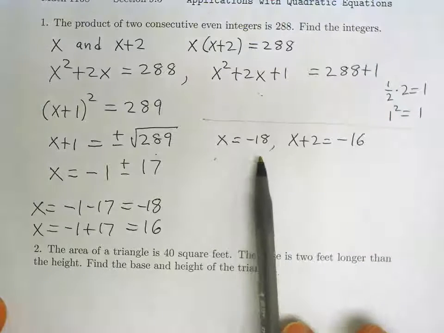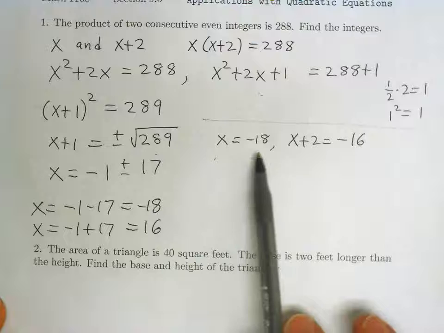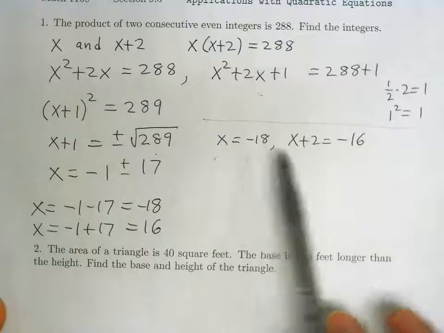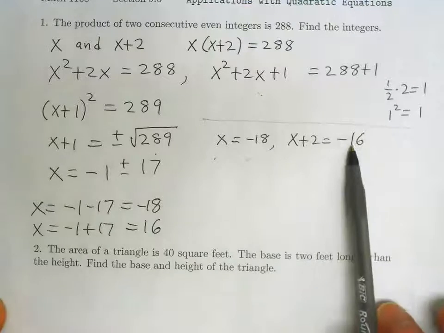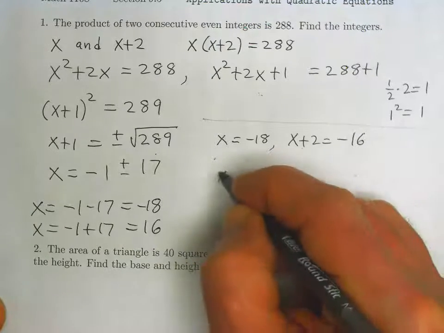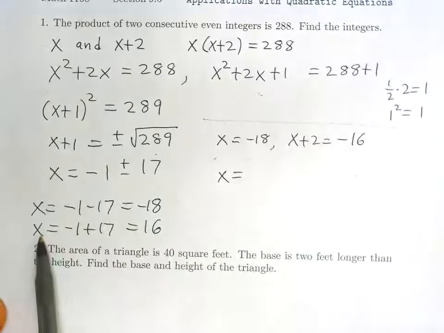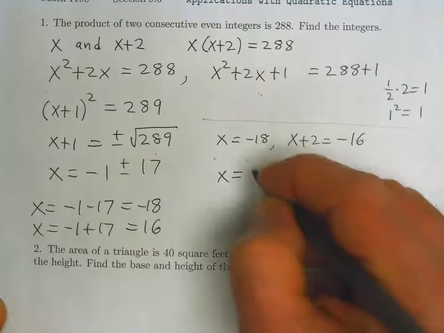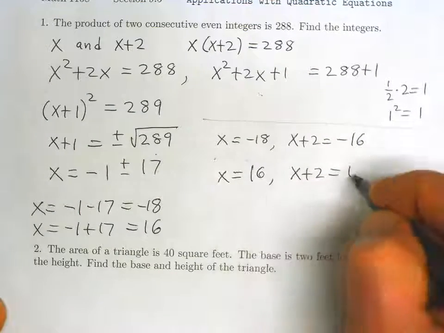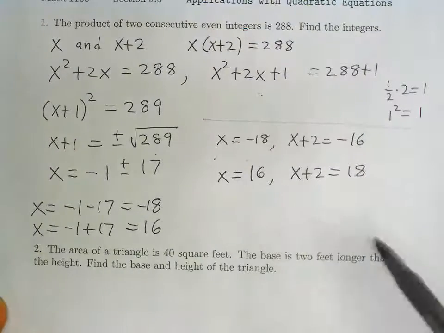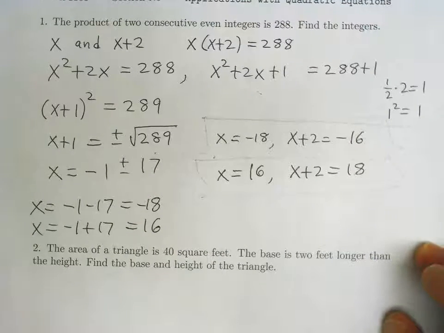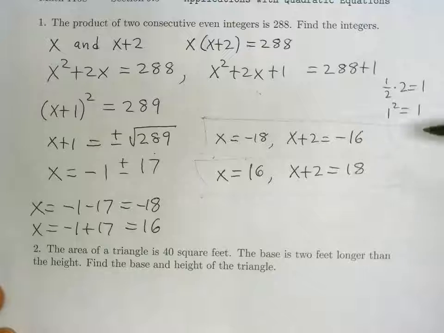So one pair of numbers that satisfy the conditions, negative 18 and negative 16, those are consecutive even integers, and when you multiply negative 18 times negative 16, you get positive 288. But then there's a positive pair of solutions. The positive solution for x is positive 16, and then the other number, x plus 2, is 16 plus 2, or 18. Okay, so that makes sense under the conditions of the problem, that we have two sets of answers.